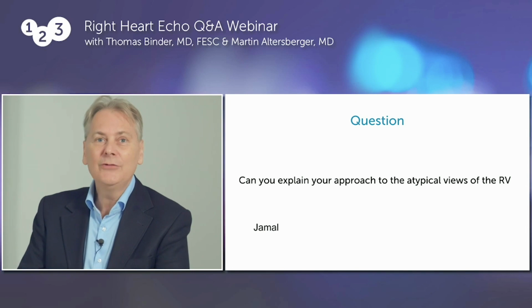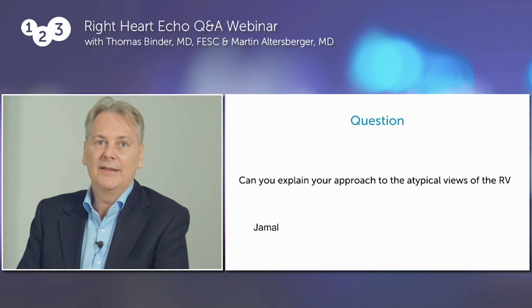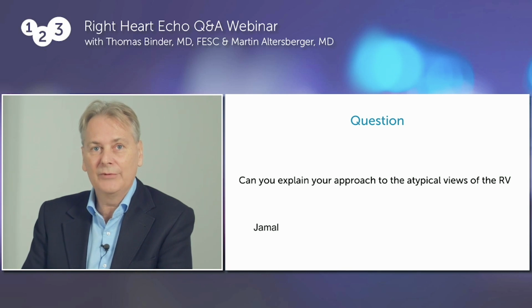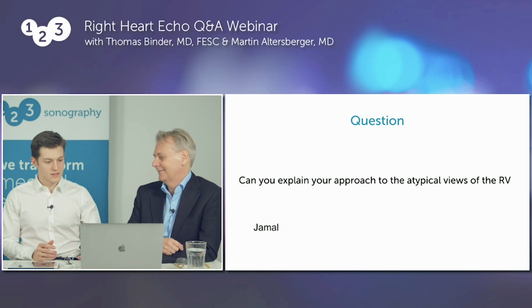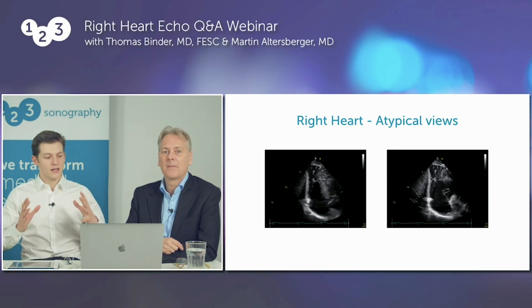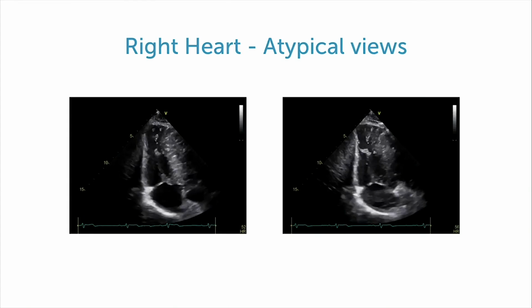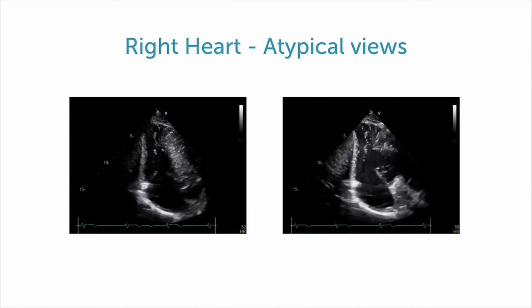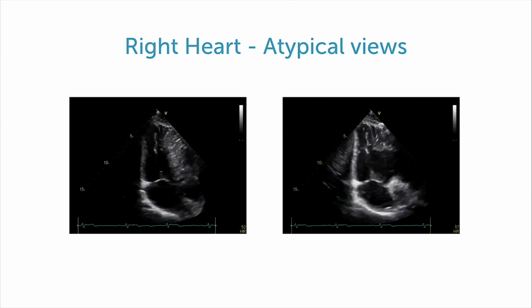One of the questions we got from Jamal was, can you explain the atypical views of the right ventricle? Now, this is something we brought in the right heart course, and we emphasize that very strongly because we believe it's very important. Why, Martin? So why is this important? If you just see the right heart from a four-chamber view, you have limited information about it. So what are the atypical views to start with?